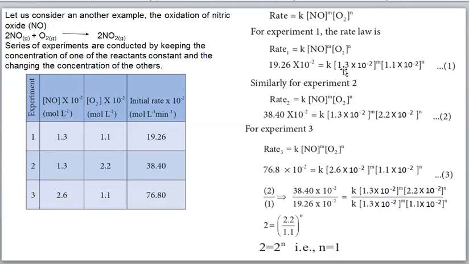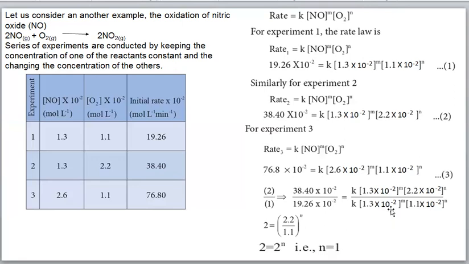Here this value and this value are same, power also same. If we divide these two, now what will happen? This value will cancel, remaining only the n term will be there, and we can cancel this also. So we can find out n. Equation 2 divided by equation 1 gives 38.40 into 10 to the power minus 2 divided by 19.26 into 10 to the power minus 2, equal to, on the right side also we can divide like this, this value first divided by this value. So k and k cancel.